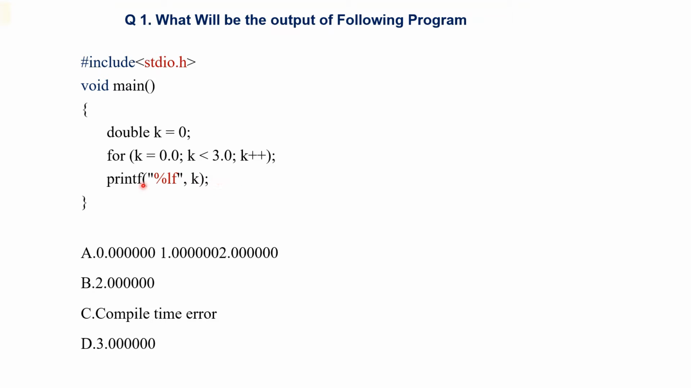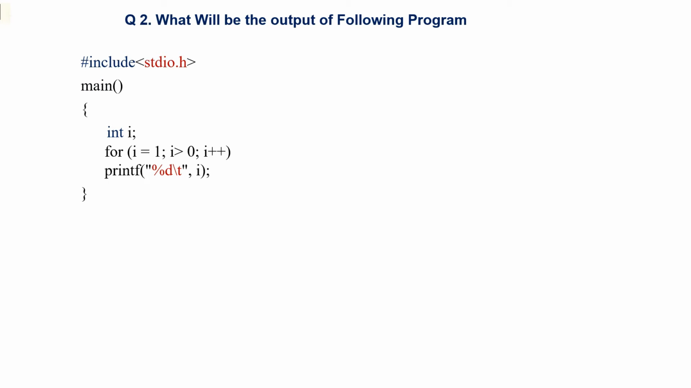So with this printf function, the value of k will be displayed, that is 3.0 will be displayed. Hence the correct option for this program will be option D, that is 3.0000000.